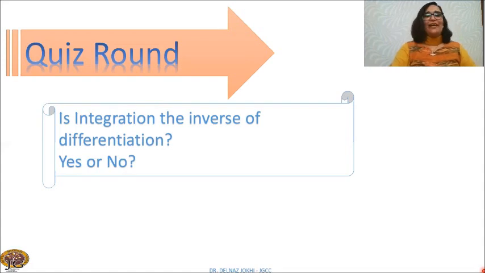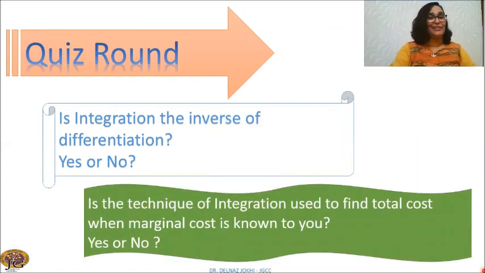All right, time up. Coming on to the second quiz question. Listen and read carefully. Is the technique of integration used to find total cost when marginal cost is known to you? Marginal cost अगर आपको दिया हुआ है, तो क्या marginal cost को integrate करके आपको total cost मिलेगा? Yes or no? Please write down your answer. You have around 10 seconds to answer both.